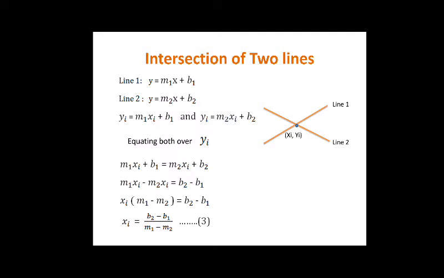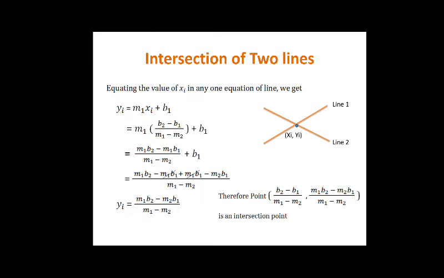I have marked this xi as equation 3. Now I have taken the equation of line 1, so yi is equal to m1 xi plus b1. Now I know the value of xi, so I put in the value from equation number 3 and then solve this. So I am multiplying m1 into b2 minus m1 into b1 divided by m1 minus m2, plus b1. Now the denominator is multiplied over here, so we make the same denominator for both terms.